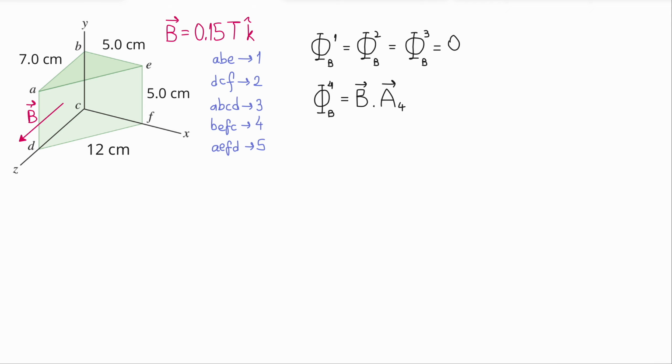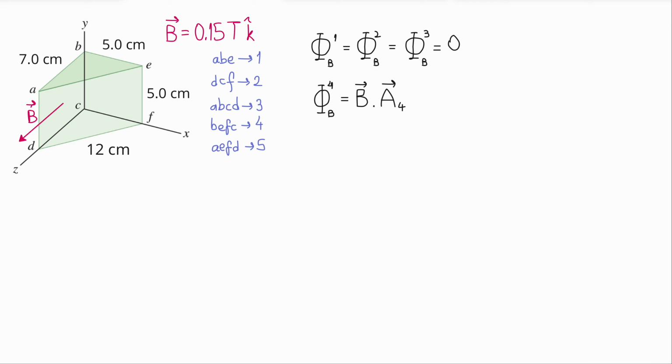The flux formula is the dot product of the magnetic field and the area vector, and the area vector points outward from the enclosed volume. So then the area vector for the surface number 4 is pointing in the negative z direction. So B is pointing in the positive z direction and the area vector is pointing in the negative z direction. The angle between the two is 180 degrees.